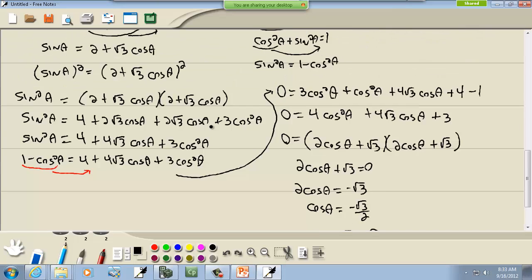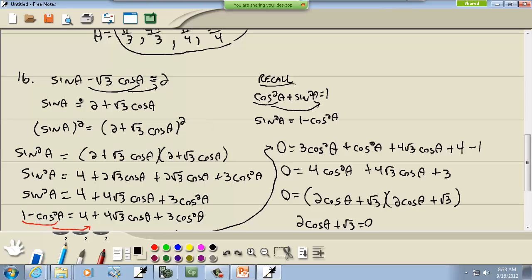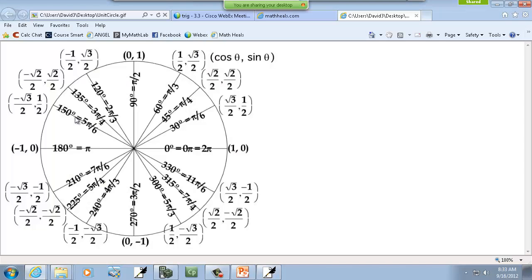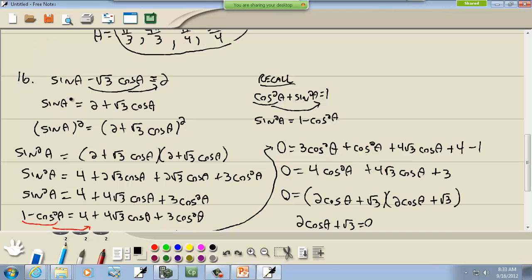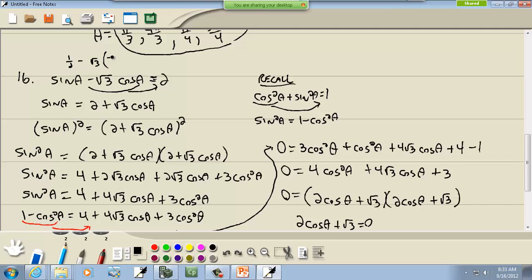Well, we squared both sides, which means we have to check our answer. 5 pi over 6. If I put that up in here, here's 5 pi over 6. Sine would be 1/2 minus square root of 3 times, and x is our negative square root of 3 over 2. Negative times negative is positive. Square root of 3 times square root of 3 is 3, so that's 3/2. 1/2 plus 3/2 gives us 4/2, which is 2. So that checks.